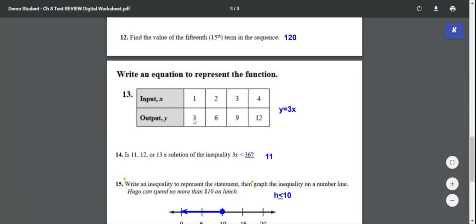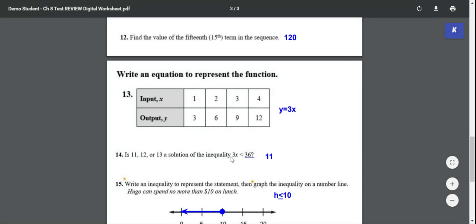Here we're going to do 1 times 3. Let's see if that holds for the rest of the chart. 2 times 3. Yep, that works. 3 times 3. 4 times 3. So whatever the top is, or x, is times 3 to get the bottom, or y. Y equals 3 times x. That's your equation.